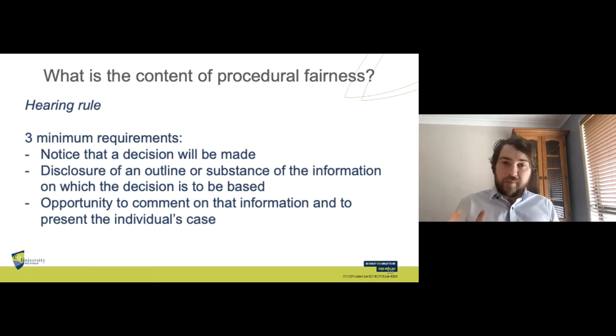So this might be within the actual decision-making process itself. So a notice that this is what's happening, this is the evidence that's before us. Before we make our decision, you need to let us know if there's anything else relevant. Or it can be provided for afterwards in the sense of the explicit availability, say, of merits review. So the opportunity for a person to correct the decision through a merits review process might be another way of providing procedural fairness via the hearing rule, allowing a person to present their case.